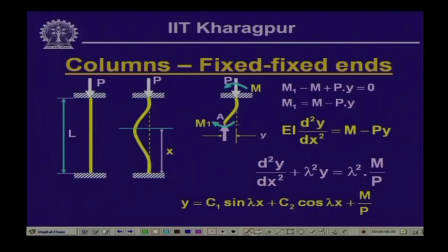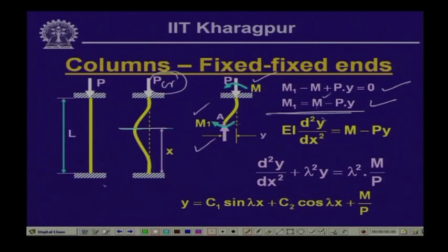Now, let us look into the case where we have a member which is fixed at both ends, and what will be the critical load corresponding to that. Again, if we take a free body of this particular member at a distance of x, then the forces are like this. You have the bending moment, you have the reactive force, and at this support you have the moment m. Now, if we take the moment of all the forces with respect to A, we have m1 minus m plus p times y equals 0. So, m1 therefore is equal to m minus py, where m is the support moment of this particular column.